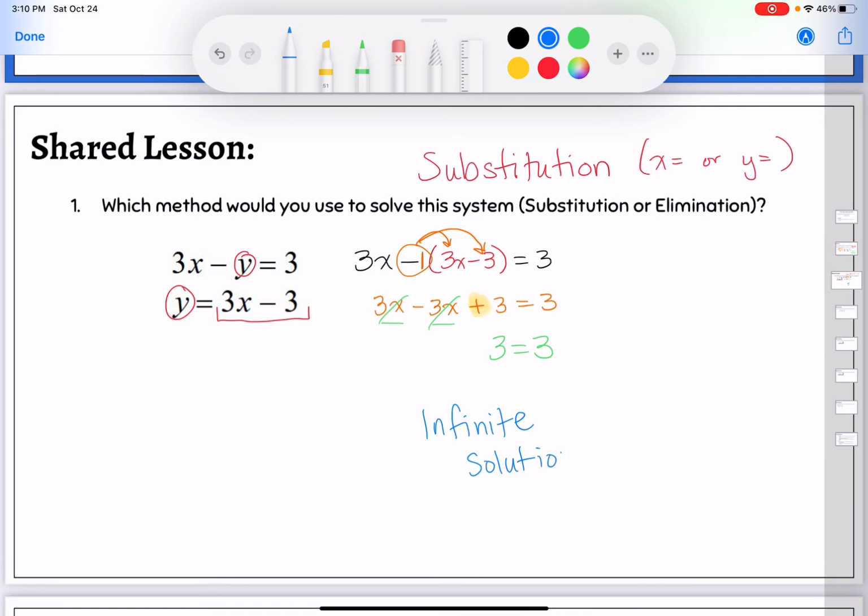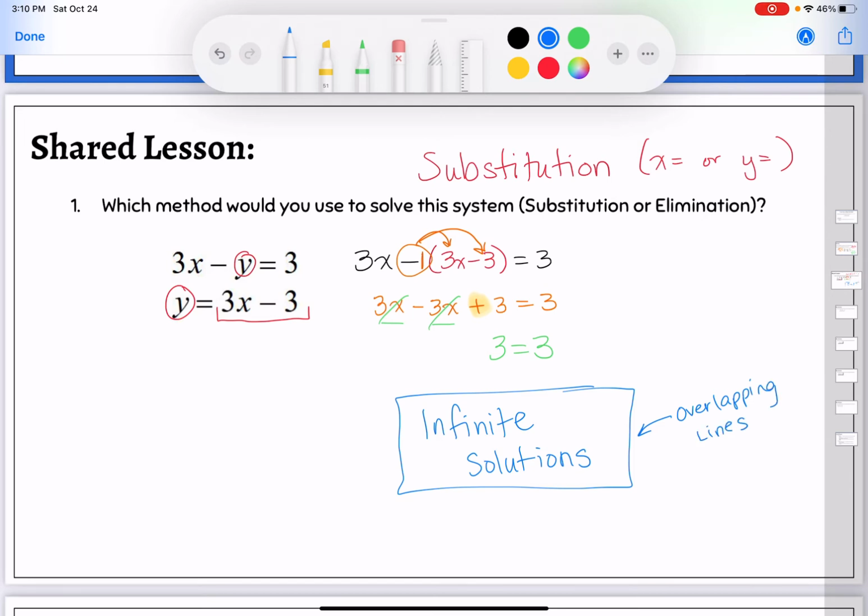Do you remember what a system with infinite solutions looks like on a graph? That would mean that they're touching in an infinite number of places on a graph. This really would be those overlapping lines, right? Or the same line. Just to kind of remember what that looks like.